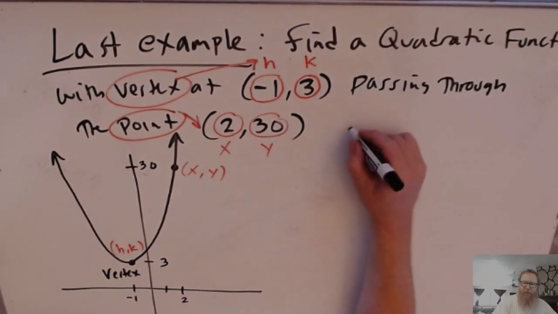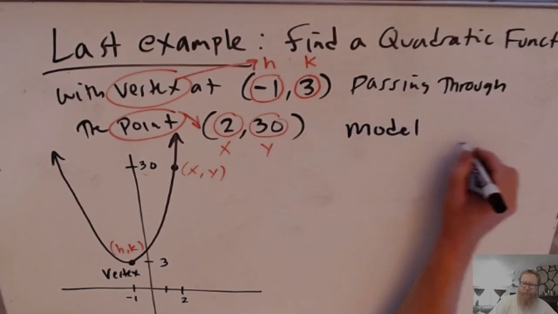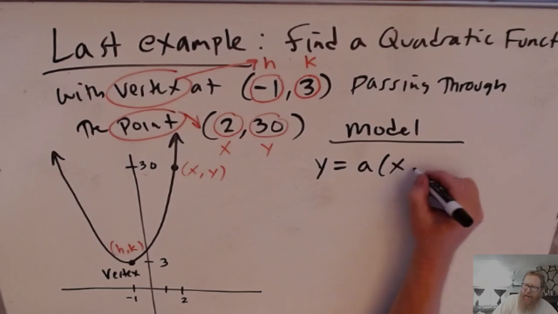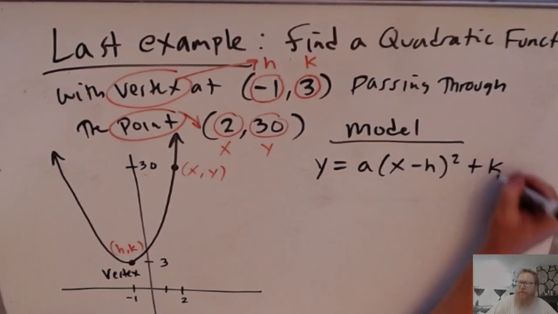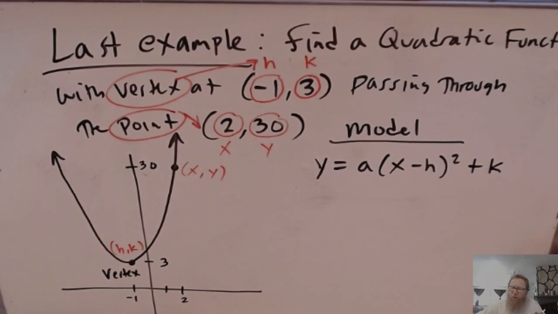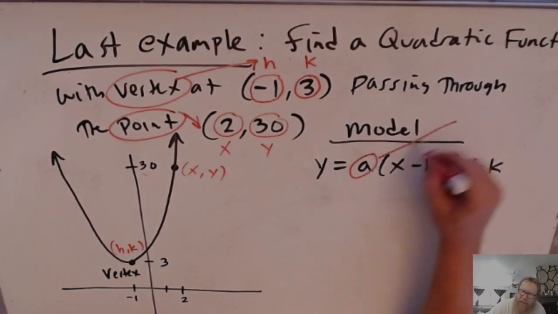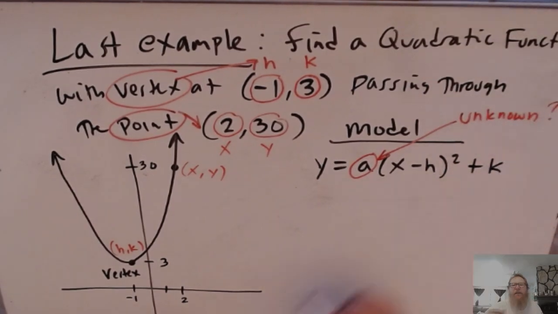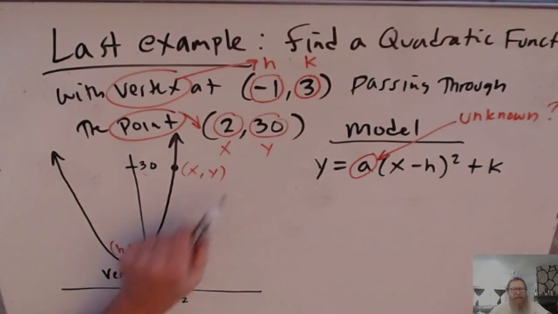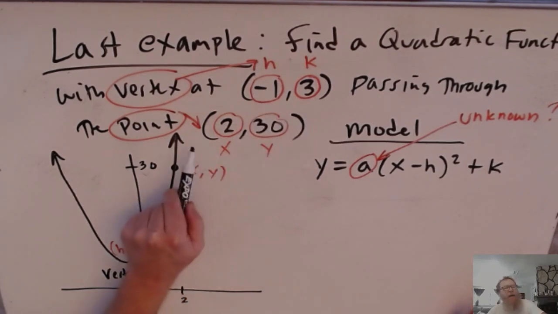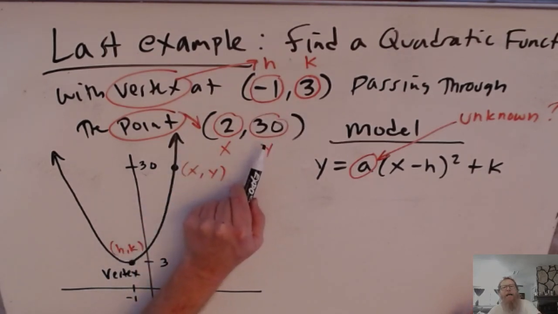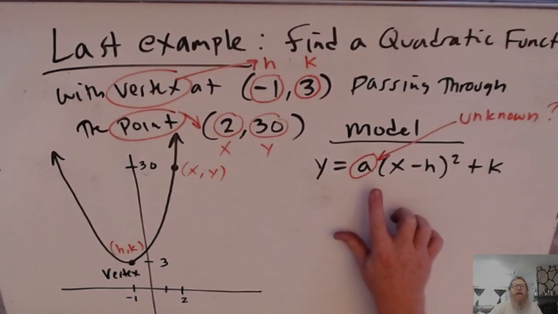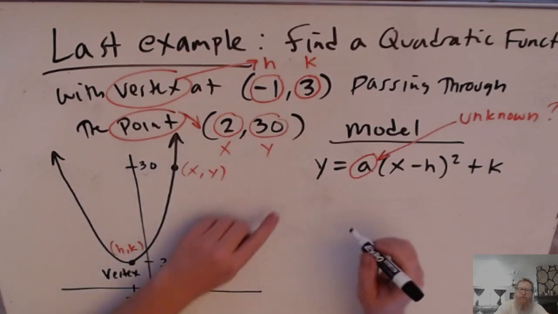So you're going to start off with a model. It's the model that we've been using for the last 2 days. y = a(x - h)² + k. The only thing you don't know is a. a is the unknown value. I'm going to give you h, I'm going to give you k, I'm going to give you x, and I'm going to give you y. You're going to have to find a. So just plug all of these numbers in.